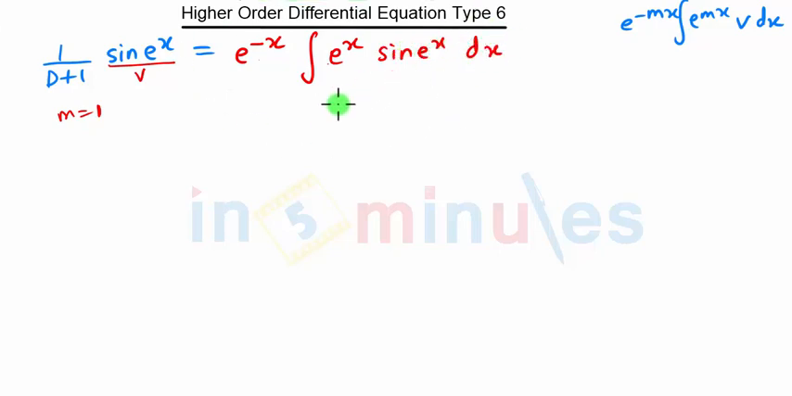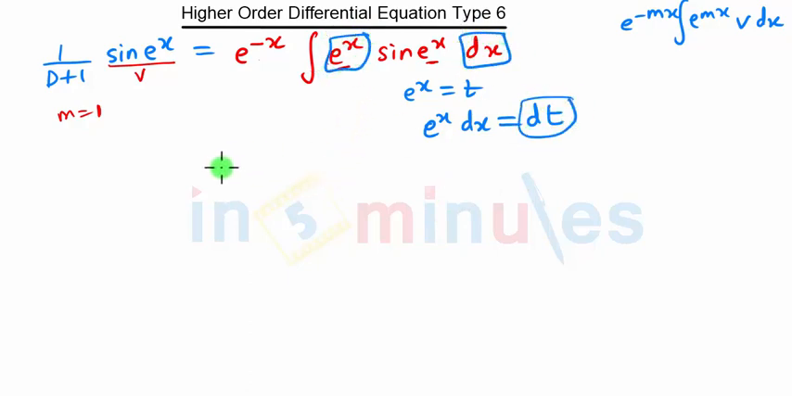Now in this case, if you see, the e^x term is repeating, so we can substitute e^x equal to t, then e^x dx will be dt. So as you can see, e^x into dx will be nothing but dt. So e^(-x) integration of e^x dx is dt, and sin of e^x is nothing but sin of t.